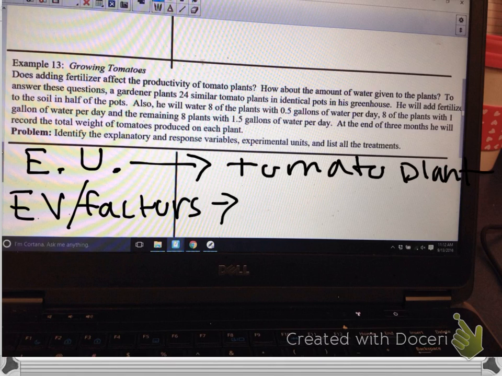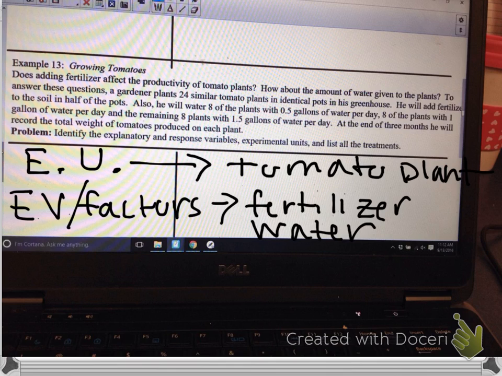Okay, well, it looks like he's going to be giving water to them. So 24 similar tomato plants in identical pots in his greenhouse. But he's also going to be giving fertilizer. So the fertilizer is one explanatory variable or one factor. And then the water is the other factor.